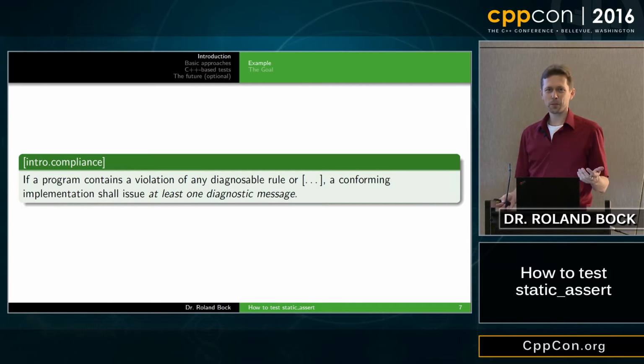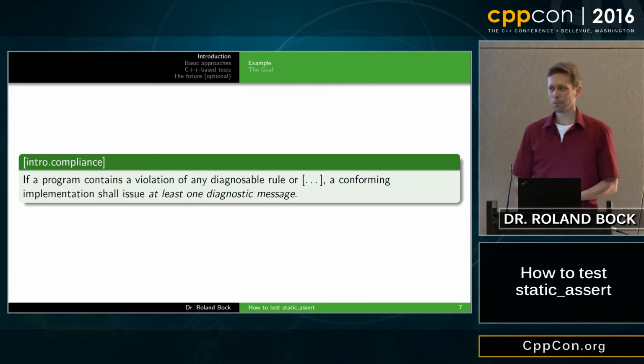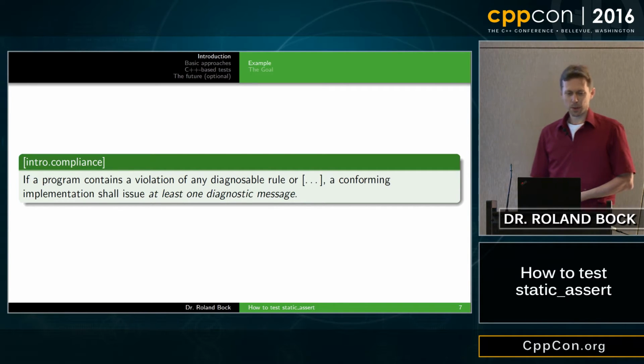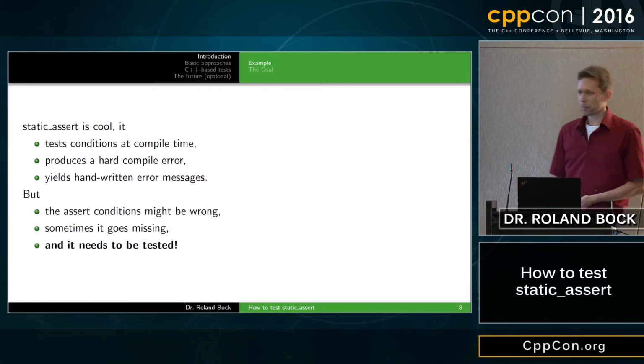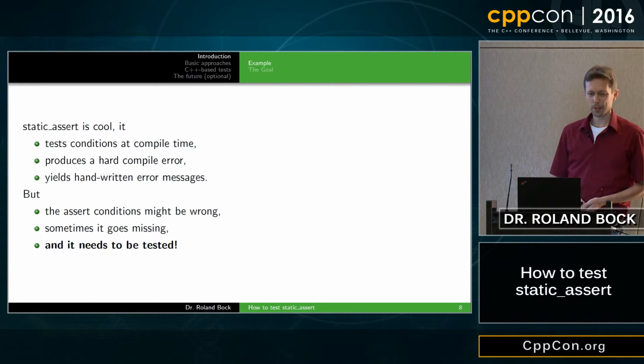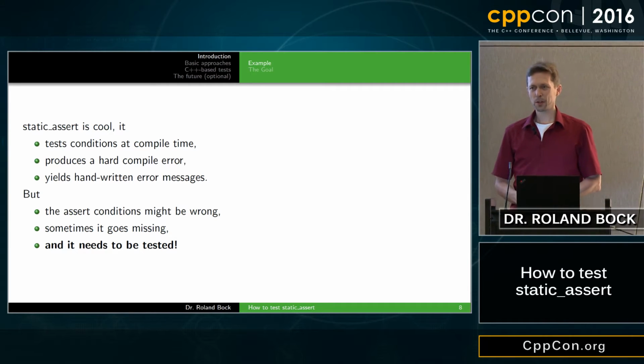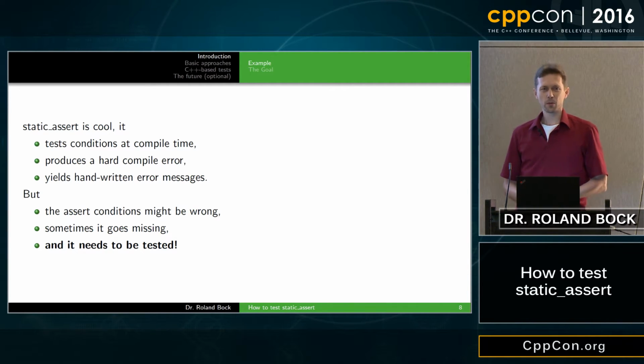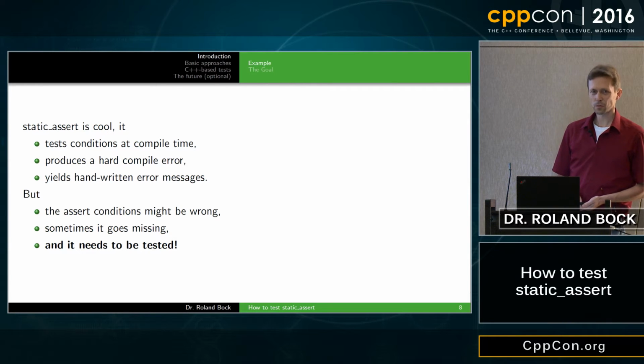There are two diagnostic messages possible here. The other compilers give two messages. Microsoft's compiler just chooses to throw one away, the useful one in this case. Okay, so that's bad. That means static assert is cool. It has all these properties, and we can use it in fantastic ways. But yeah, sometimes conditions might be wrong. Sometimes it goes missing, so it needs to be tested.